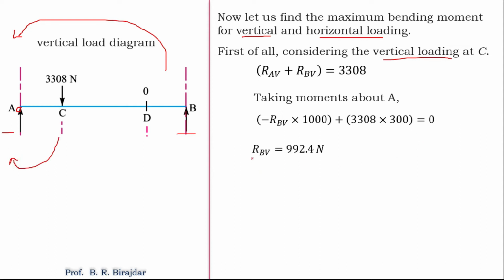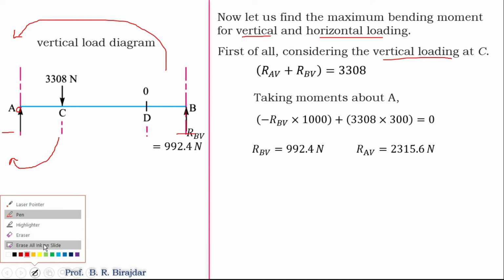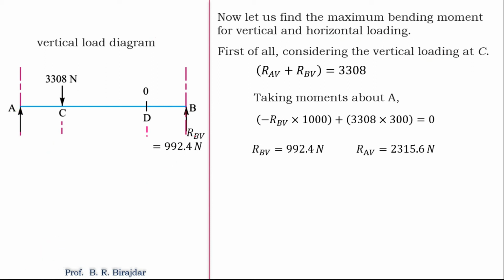Now if we calculate, then we will get the reaction at point B in vertical direction 992.4, and we will put it in the above equation, then we will get the reaction at point A in vertical direction 2315.6 Newton. Right, so I get the reaction at point B and the reaction at point A, which we calculated.